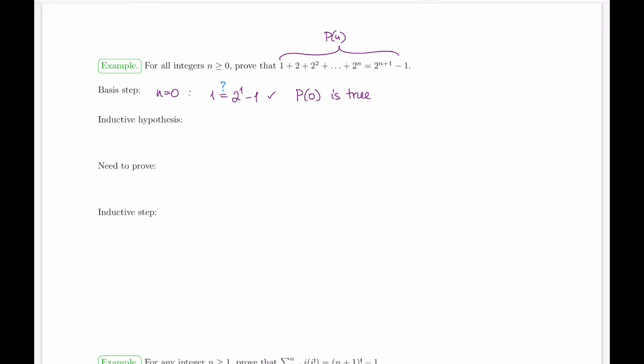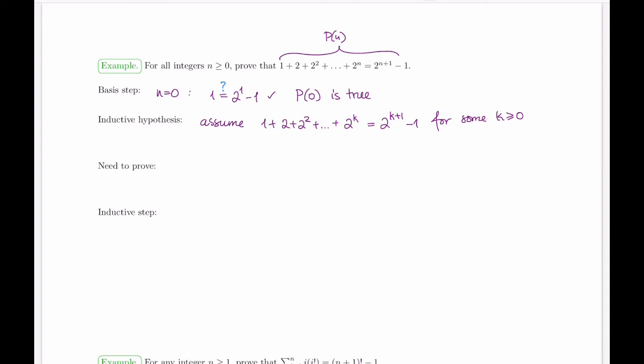The inductive hypothesis: I'm going to assume that P of k is true for some k greater than or equal to 0, or I can just write down the expression directly, except for, let me say, assume. So what I have is 1 plus 2 plus 2 squared all the way up to 2 to the power k is equal to 2 to the power k plus 1 minus 1, for some k greater than or equal to the base case, which is 0.